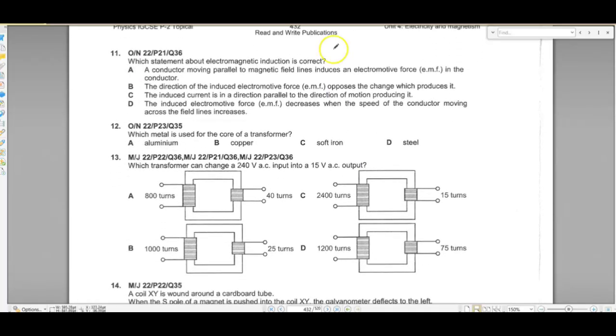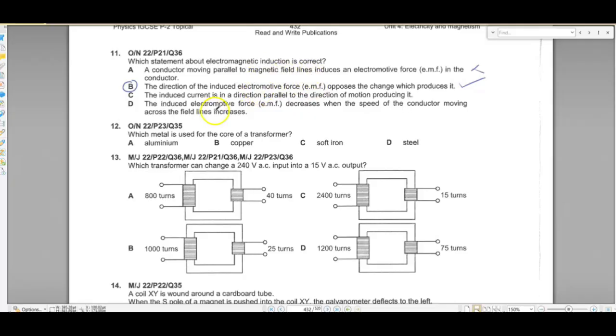Question number 11. Which statement about electromagnetic induction is correct? A conductor moving parallel to the magnetic field. No, the conductor moves perpendicular, so this is not correct. The direction of the induced electromotive force opposes the change which produces it. Yes, this is the correct phenomenon. We know that the direction of the induced EMF actually opposes the change which produces it. So this is correct. We've done that many times in the induced EMF and induced current section.